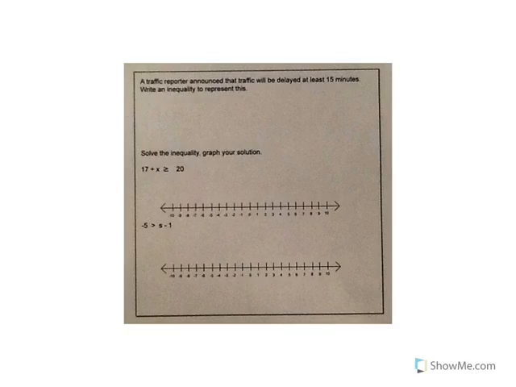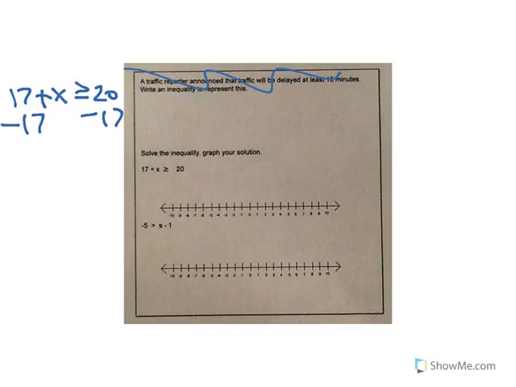So looking at this, we already did this problem in the homework, so we're not going to do this one here. But as a refresher, solve the inequality and graph your solution. 17 plus x is greater than or equal to 20. I'm going to write this off to the side: 17 plus x is greater than or equal to 20. So we're going to subtract 17 from both sides. When we do that, we end up with x is greater than or equal to 3.